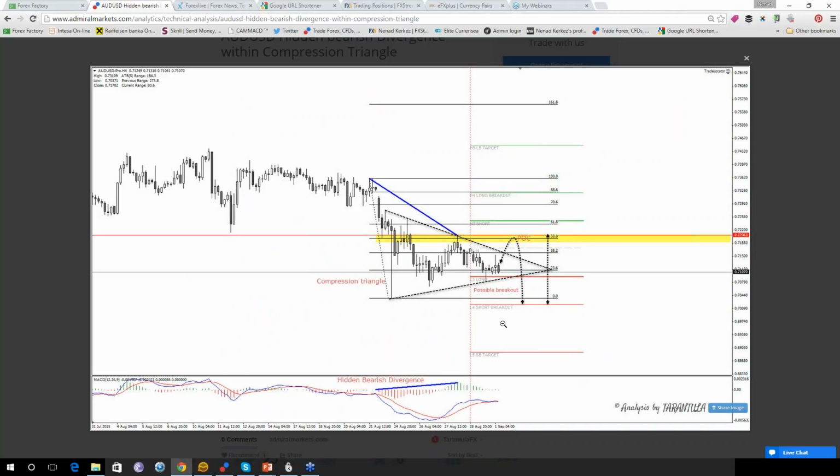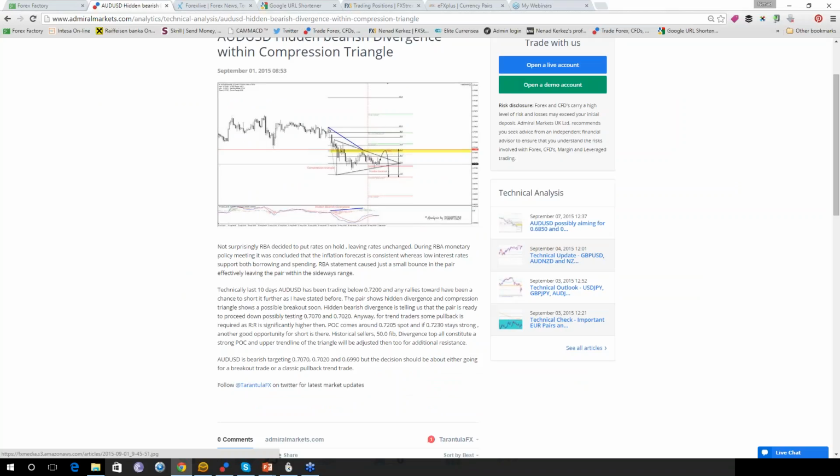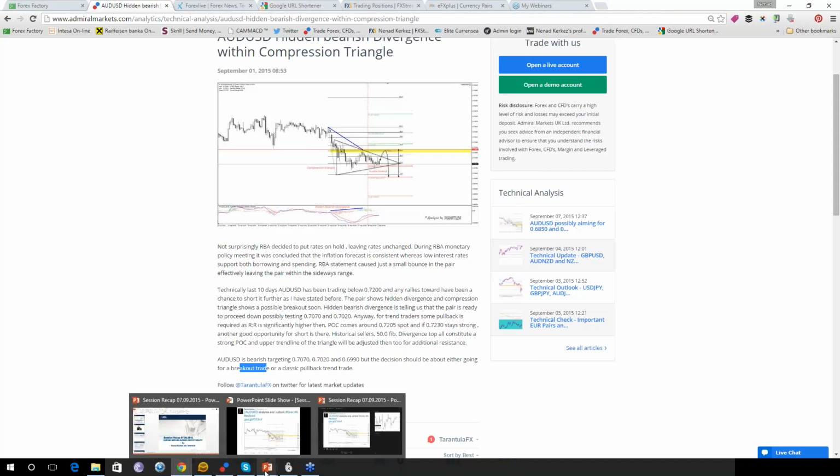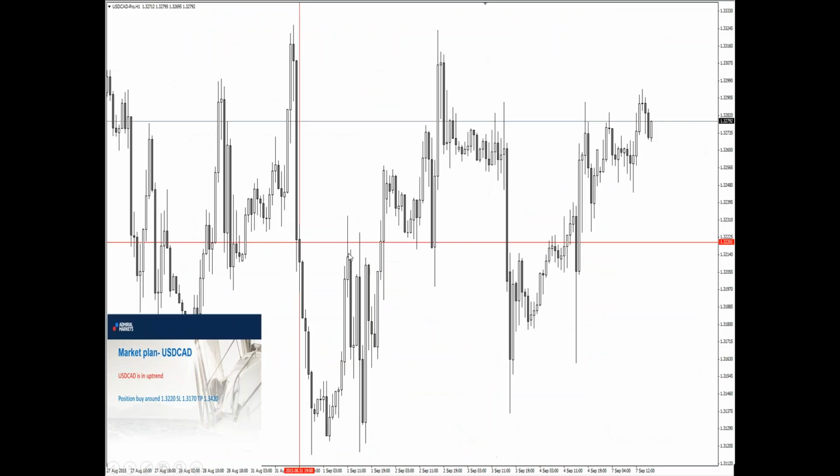It went down, it went even further down, and so far Australian dollar was great to trade because we are going to short into rallies, we are going with a trend, and I have prepared also Australian dollar setup, of course short setup. Okay, so yeah, this was a breakout trade. Okay, that was our Australian dollar.